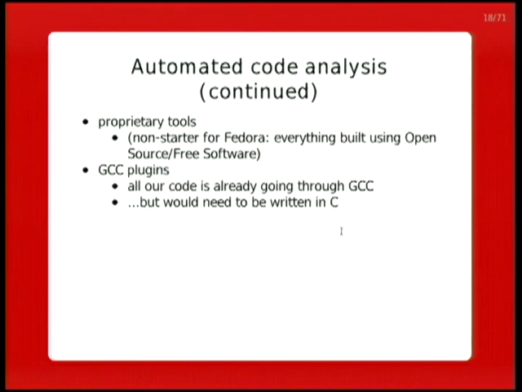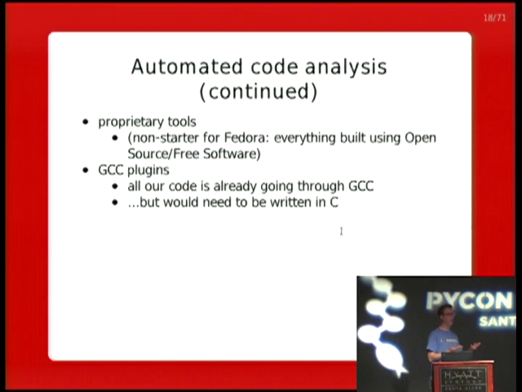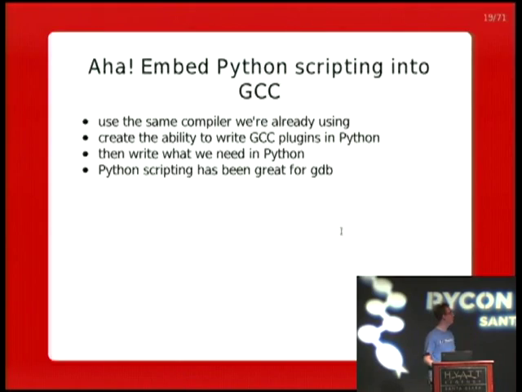So increasingly, I found myself looking at GCC, because all our code is going through GCC already. There's a parser in that, and it has recently gained a plugin interface. So I thought, well, maybe I can write a GCC plugin to detect reference counting bugs. But unfortunately, that would need to be written in C, and there's enough buggy C code in the world already.